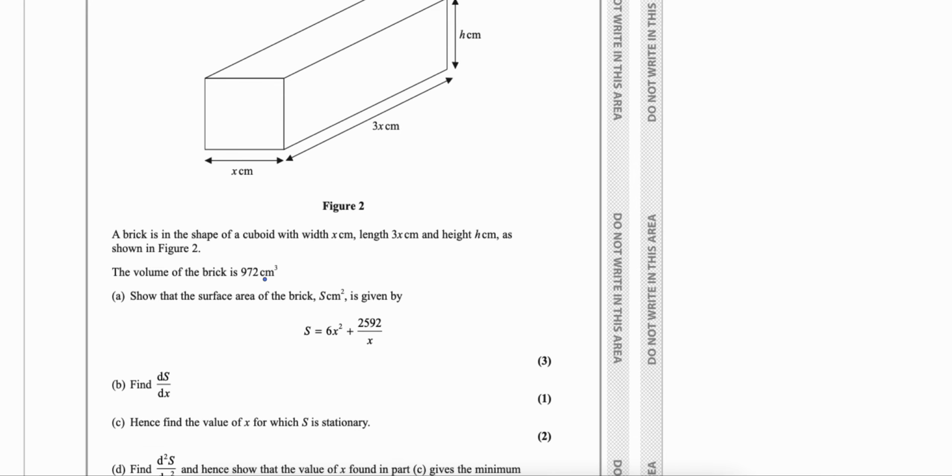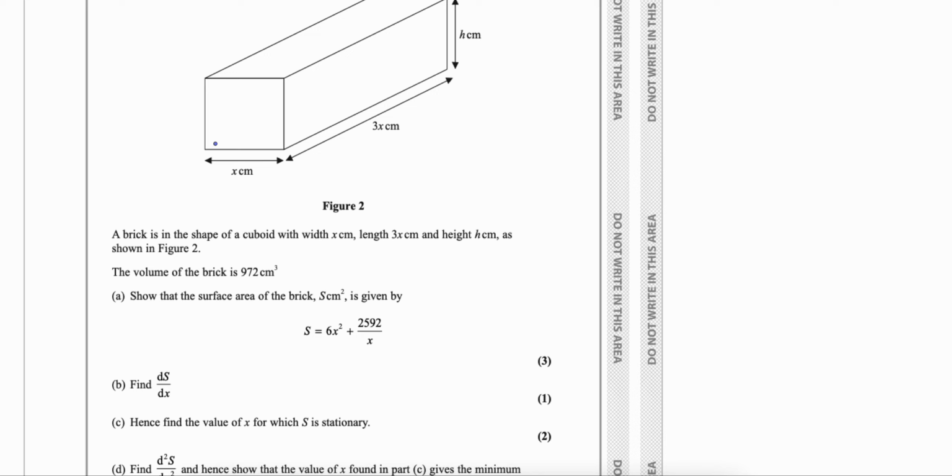We know the volume is 972 centimeters cubed. We also are asked to find the surface area. And if you look at that formula for the surface area, you will see there is no h in it. So we need to create two formulas, one for the volume, one for the surface area. And we need to solve them using a substitution to get rid of h. And that would give us our surface area.